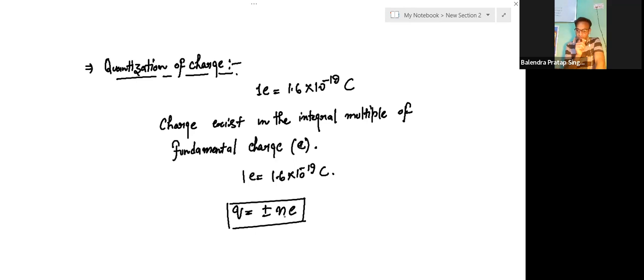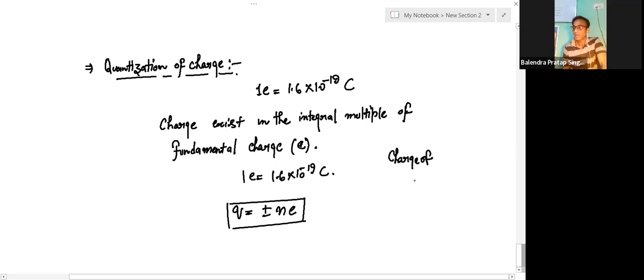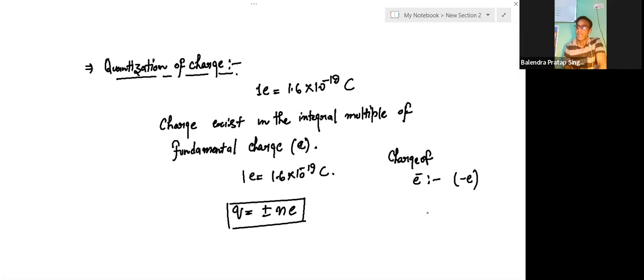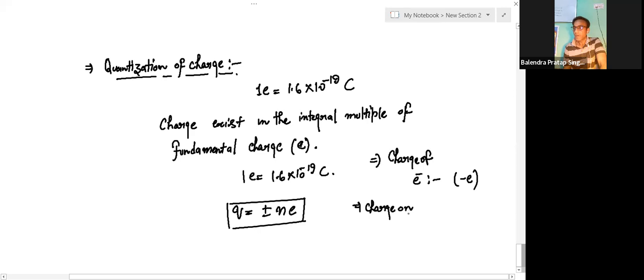Now some very basic charges. Charge on an electron: always remember that the charge on an electron is −e, which means −1.6 × 10^-19 coulomb. And how much charge is on a proton? The proton is a fundamental particle. How much charge does it have? It has positive e, +e, that is 1.6 × 10^-19 C.